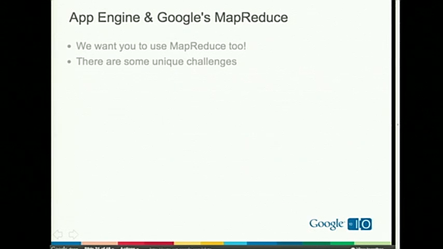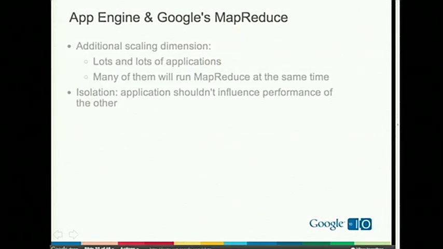We would really like to give you the same MapReduce which we are using at Google internally. We would really like for you to use the same implementation, same systems, but unfortunately there were and there are some unique challenges which we have at App Engine. First of all, we've got additional scaling dimensions, which is not common for Google. We've got lots of applications which were written by you guys. We've got thousands and thousands of apps, and we expect that many of them will run MapReduce at the same time. And this scaling dimension was not anticipated by our MapReduce engineering team, so MapReduce cannot do that.